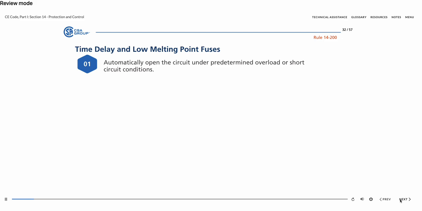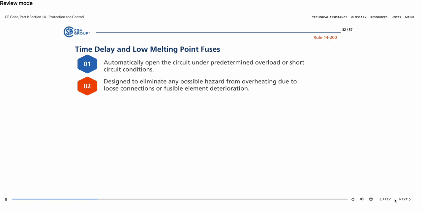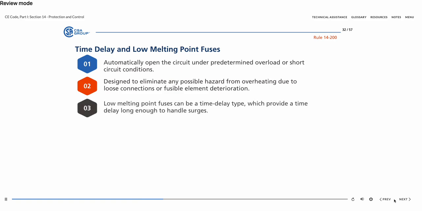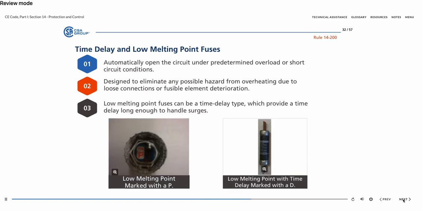Low melting point fuses automatically open the circuit under predetermined overload or short circuit conditions. They are also designed to eliminate hazards from overheating due to loose connections and deterioration in the fusible element. These fuses are also available in a time delay type, which are designed to handle short-duration surges such as the inrush current of a starting motor. Since they are physically interchangeable, low melting point fuses are marked with the letter P, and low melting point time delay fuses are marked with a D to ensure that the proper fuse is used for the application.